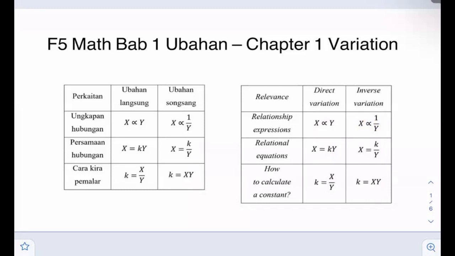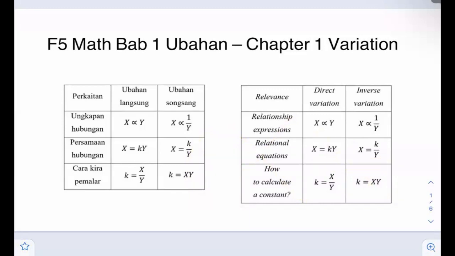When we want to write the equations for the direct and inverse variation, we just need to change the fish to equal k. So k is a constant here. For direct variation, it will be x equal ky. For inverse variation, it will be x equal k over y.